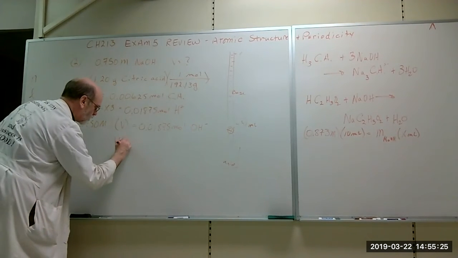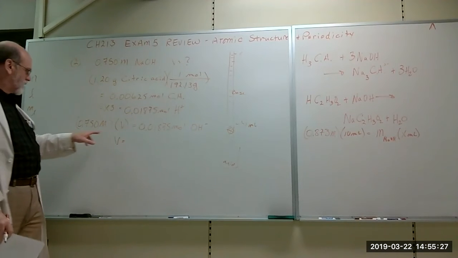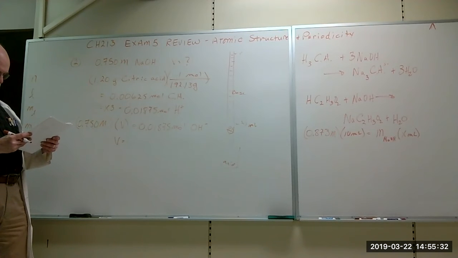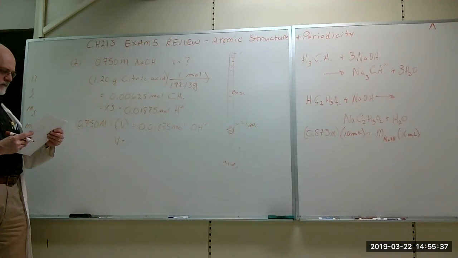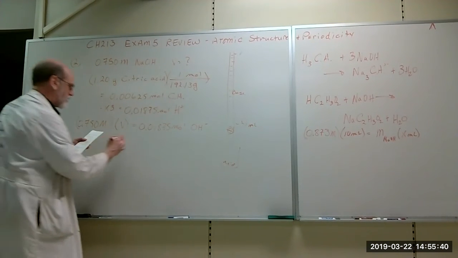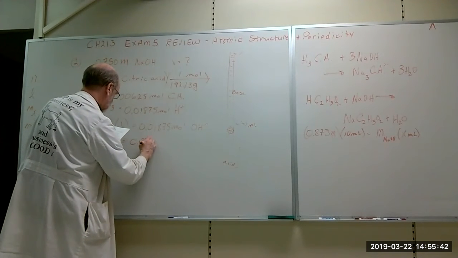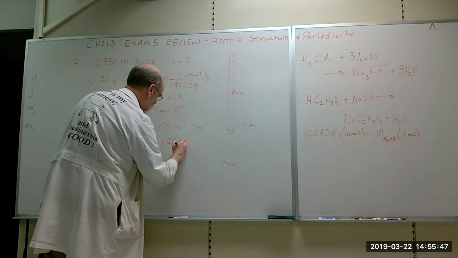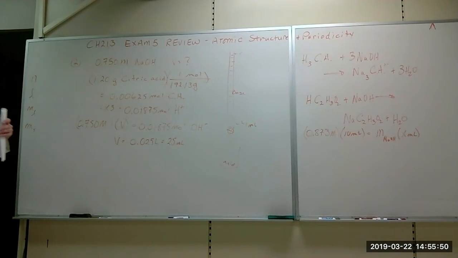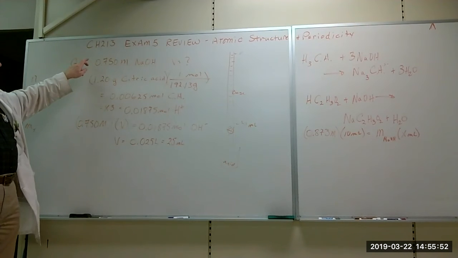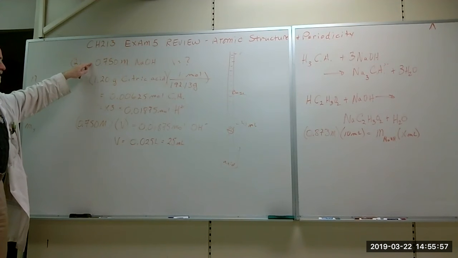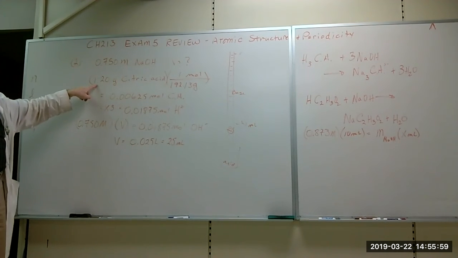Okay, so they have to be equal. So now we can solve for V, which would be this divided by that, which is 0.025 liters, which is 25 milliliters. So 25 milliliters of that concentration sodium hydroxide is required to react with 1.2 grams of citric acid.